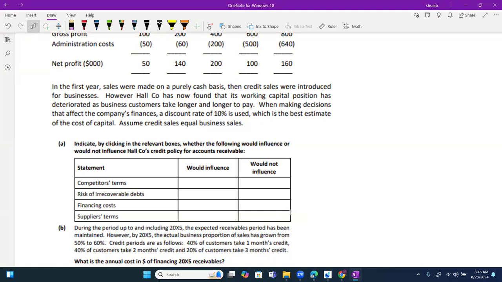Will you see the risk of bad debts? Yes. Will you see the financing cost? Yes, because if receivable days are 10, you have to borrow for 10 days. If receivable days are 50, you have to borrow for 50 days. Will you see supplier terms? No. What is the link of supplier with the receivable? No.